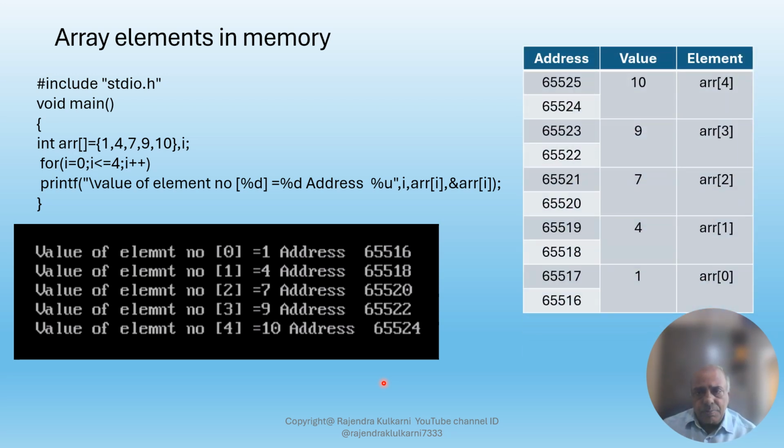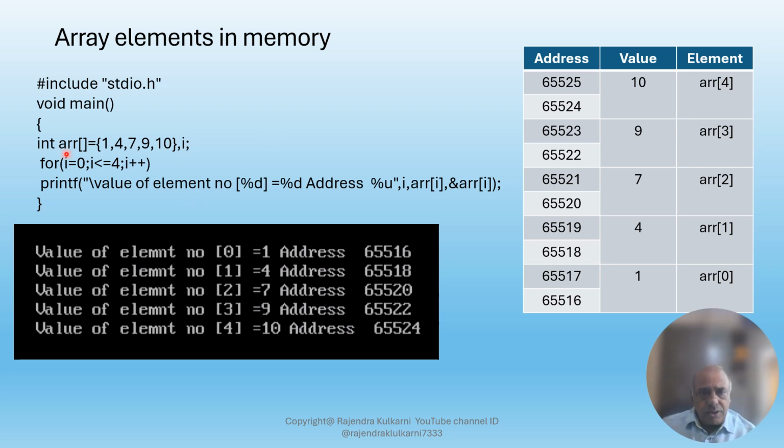So this is a simple map of the memory, which is actually a conceptual map. 65516 and 17 hold the value 1, which is the array element number 0, and 24, 25 holds the value 10, which is the array element number 4 in this ARR array of 5.